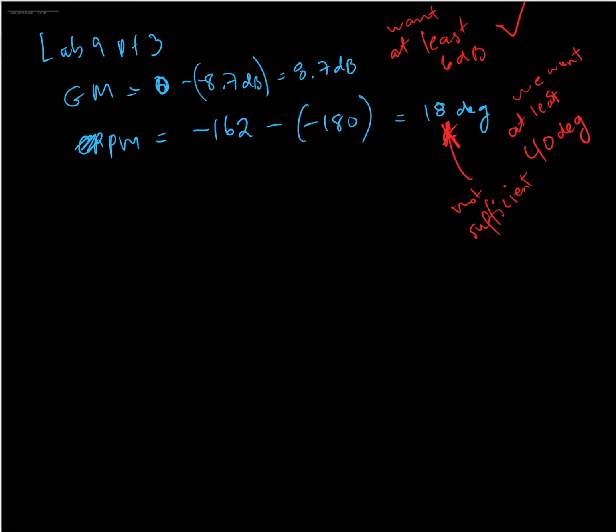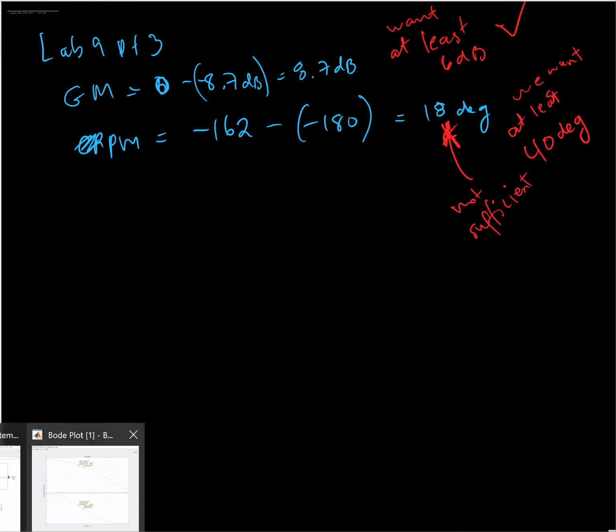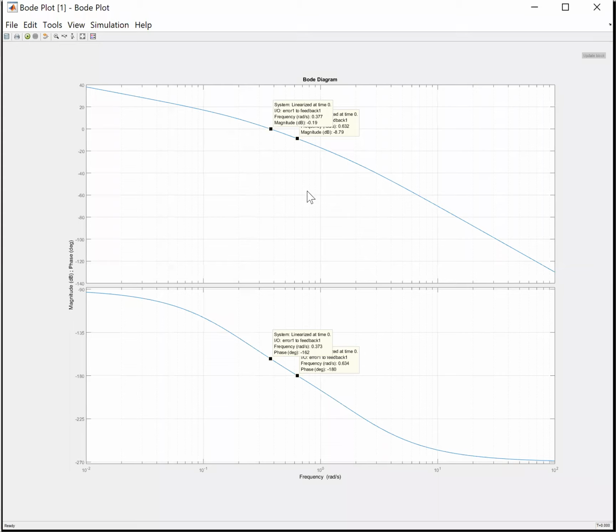So if we go back to our Bode plot and we look at this Bode plot, if we don't have enough gain or phase margin, we have to bring our gain plot down.